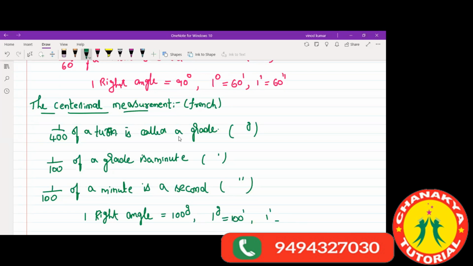Here cent means 100, centesimal. That's why here 1 minute is 100 seconds, and 1 grade equals 100 minutes. Now, the minute and seconds in the sexagesimal system are different from the minute and seconds in the centesimal system. There 1 degree is 60 minutes, but here 1 grade is 100 minutes. There 1 minute is 60 seconds, but here 1 minute is 100 seconds. There will be a difference.